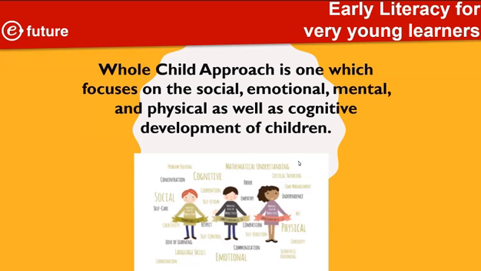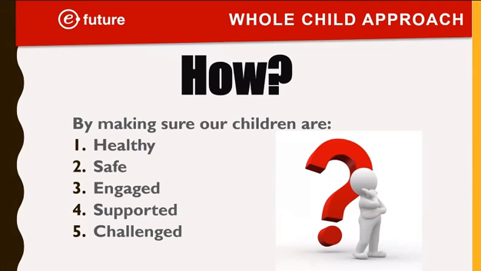Okay? So developing everything. So how can we do that? During classes, we try to focus on these 5 main points. Okay, so trying to keep the child healthy, safe, engaged, supported, and challenged. Remember our 4 things here are social, emotional, mental, and physical.